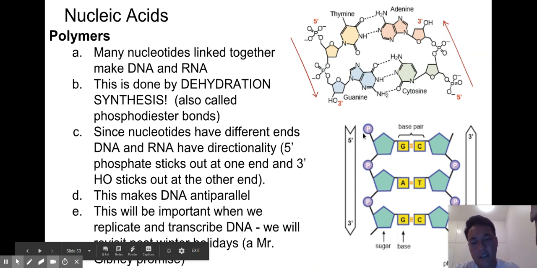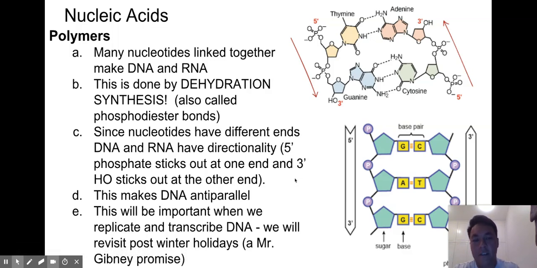All right, it's just like a highway. Traffic runs in opposite directions, so it gives DNA directionality. It's called anti-parallel, which is interesting, but that's the way that it can fit together so it has the appropriate hydrogen bonding. They're linked together through dehydration synthesis. Don't worry anymore about this. We're going to get into this after the winter holidays, and it'll be a lot of fun, and we'll do a lot of modeling, and we'll do a big storyboard and storytelling with it.